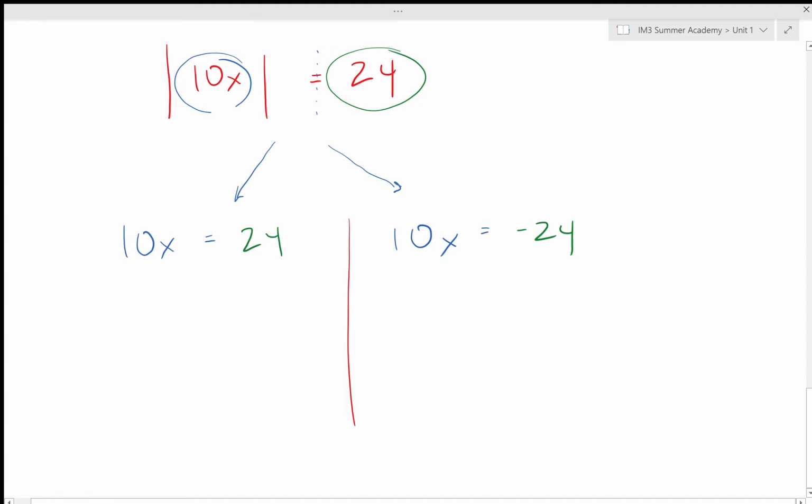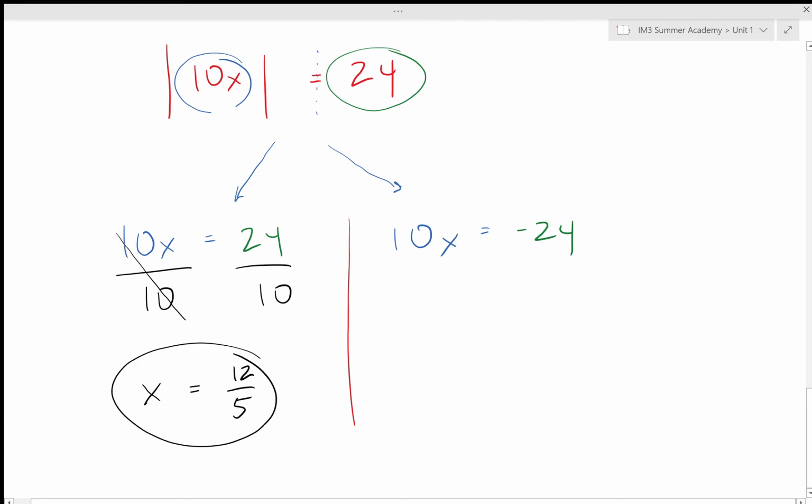I want to get x by itself. We've got a 10 that's connected by multiplication, so we're going to divide it off. What I do to one side, I do the other. 10 doesn't go into 24 nicely, but it does reduce a little bit. Top and bottom reduced by 2, so that's going to leave me with 12 over 5, and we're okay with that answer for right now. The x is by itself.